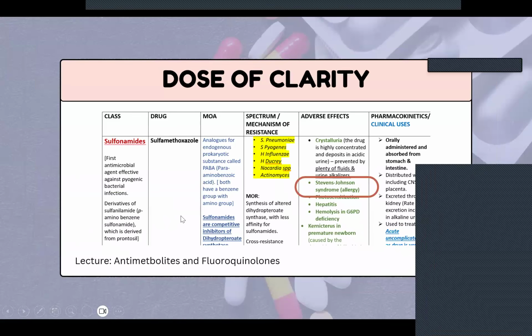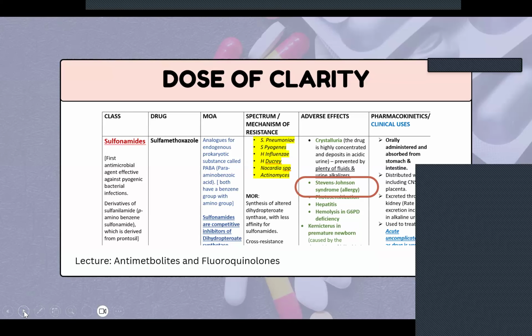Now, I know it's difficult to remember the adverse effects because there are many, but for sulfamethoxazole, specifically, remember Stevens-Johnson's as one of the important adverse effects. And it's easy to remember because S, Stevens-Johnson's, and S, sulfamethoxazole. Is that clear? Can we move on to the next question?